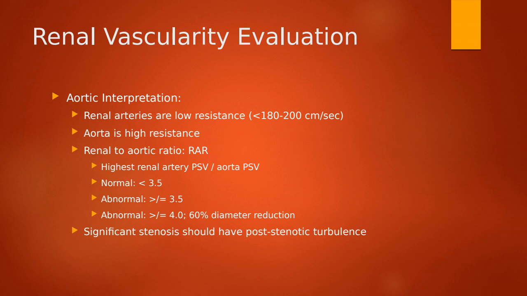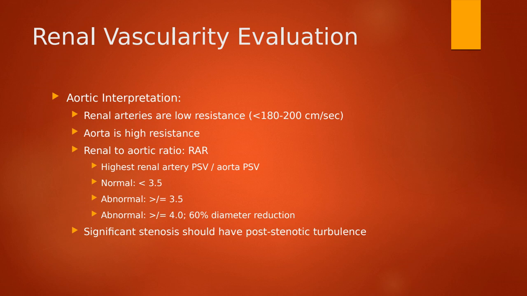Well, we know our renal arteries are going to be low resistance vessels. The aorta is a high resistance vessel, right? It's that kind of weird hemodynamic relationship of the aorta. So we have a low resistance vessel that is coming off of a high resistance vessel. So we're going to take a ratio of those differences. We're going to do a renal to aorta ratio, so an RAR. You're going to see that a lot with this exam.